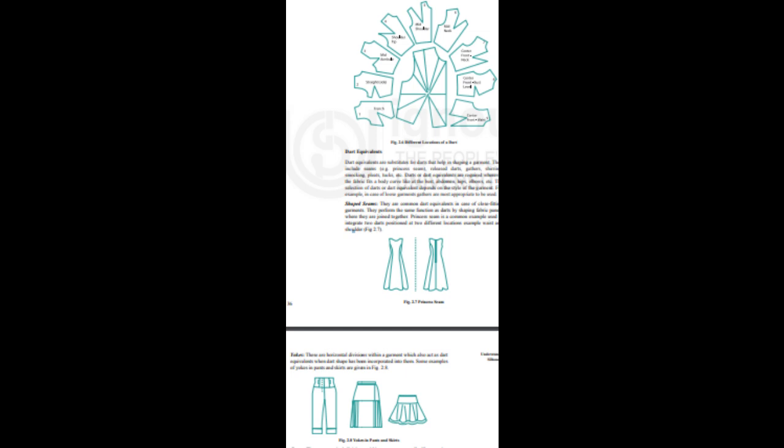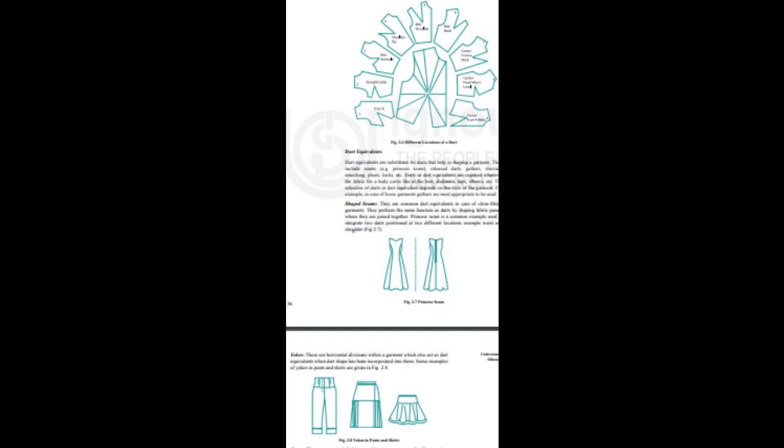Yokes. These are horizontal divisions within a garment which also act as dart equivalents, as dart shape has been incorporated into them. Some examples of yokes in pants and skirts are given in Fig. 2.8. Fig. 2.8 Yokes in pants and skirts.